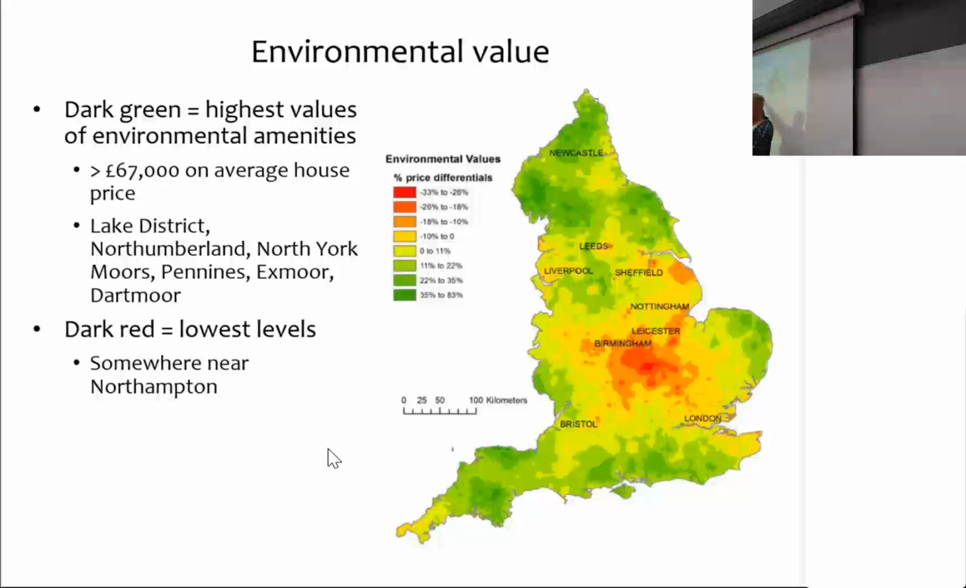And these numbers are large, right? Relative to the average, it goes from minus 33 to plus 83, right? So the exact same house that sits here would command half the price of a house that sits here, right? Almost done. So these things are important, right? And they can be done, right? We have here an estimate of the total environmental value in England, right? As expressed through the housing market. That's all I wanted to say.